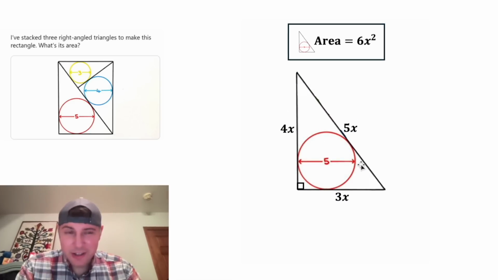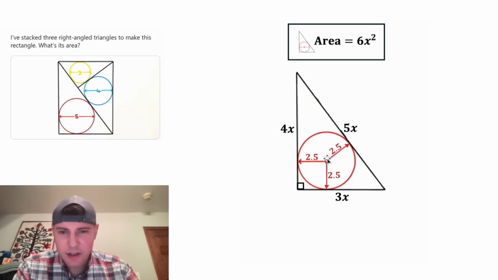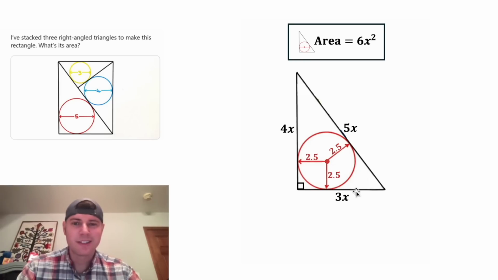Next, let's focus on this red circle. The diameter is equal to 5, which means the radius is 2.5. So each of these would be 2.5. Let's take this radius and move it up here perpendicular to this side. Now let's draw one more radius and label it 2.5. This radius is perpendicular to this, and this radius is perpendicular to this. I did that on purpose. Now we're going to do something really cool.